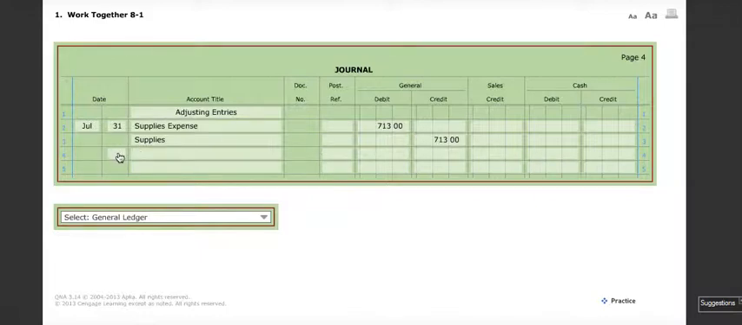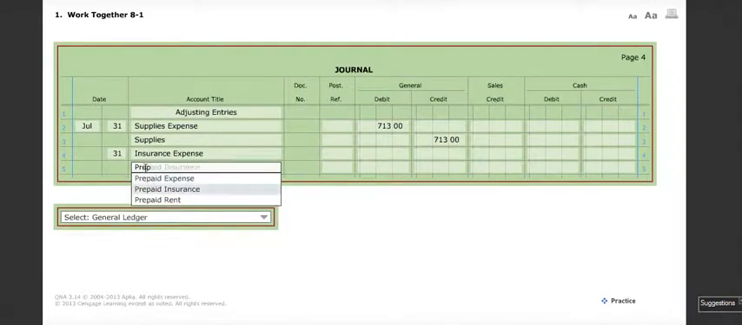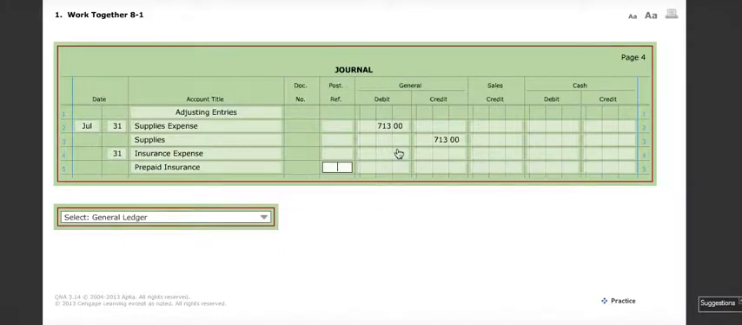All right, so the next 2 transactions are the 31st. It's going to say insurance expense and prepaid insurance. Reference we'll get in a few minutes. And that was for $300. Debits before credits, and there we go. So now what we need to do to complete this 8.1 is go through and find our ledgers. I'm going to work right down the list.